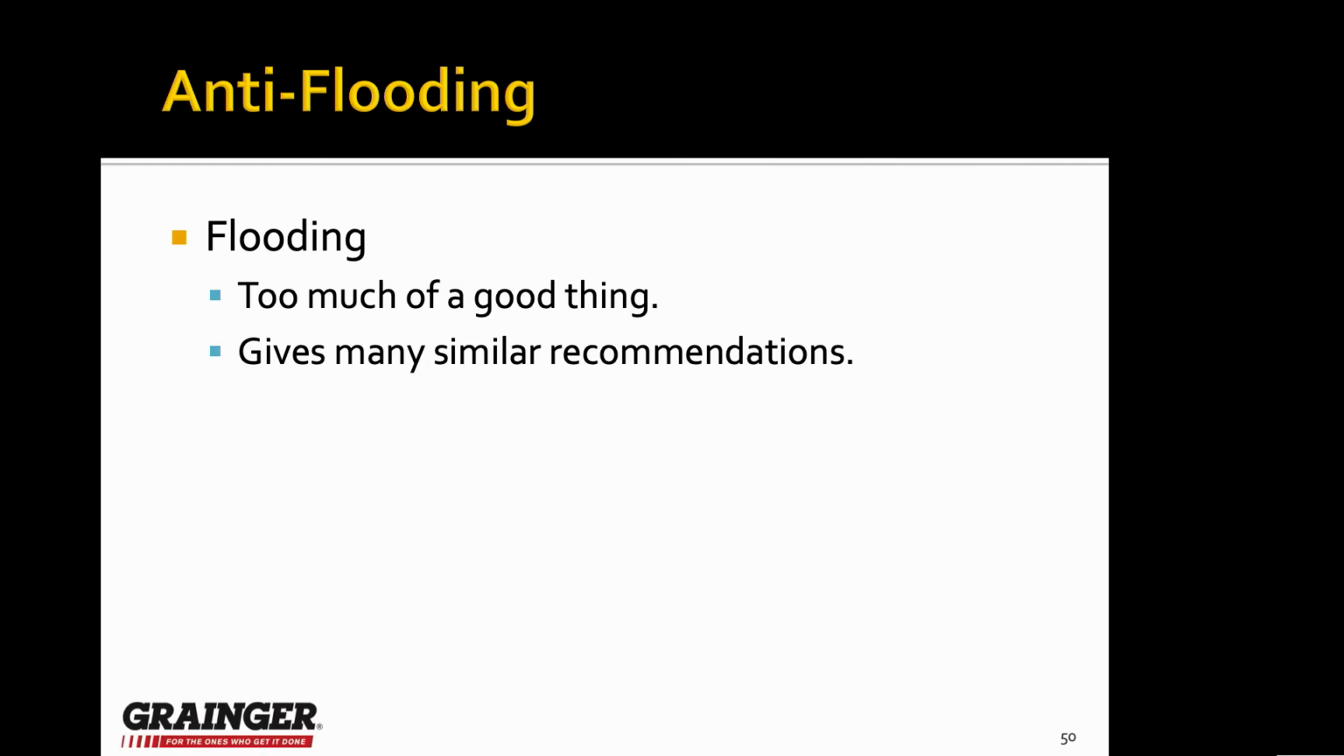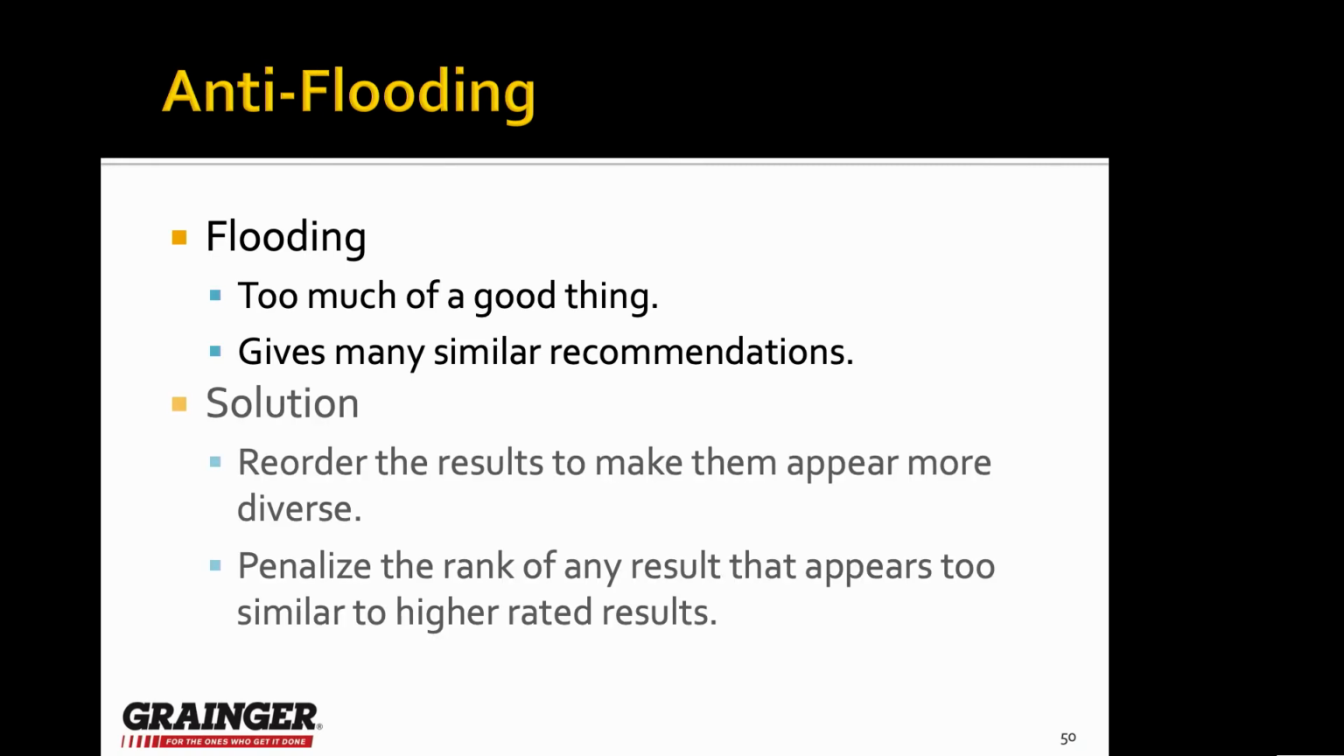Well, what you might want to do is reorder the results to make them look a little more diverse. So you penalize the rank of things which are highly related to those you've already seen. If your first 3 or 4 items are a certain type of item, and the next 4, 5, and 6 are highly related to those already at the top of the list, you might want to move them down, because the user has already seen those types of products. So again, a fairly simple step, but anti-flooding actually helps people find related products without finding the same thing multiple times.